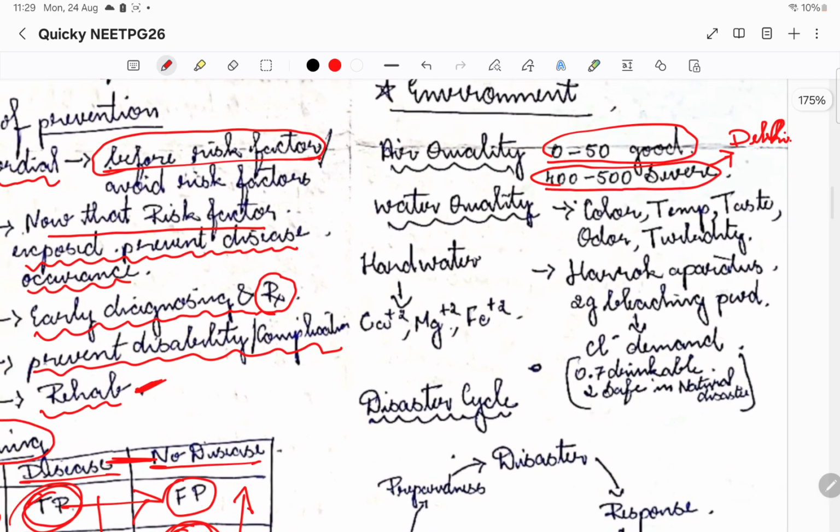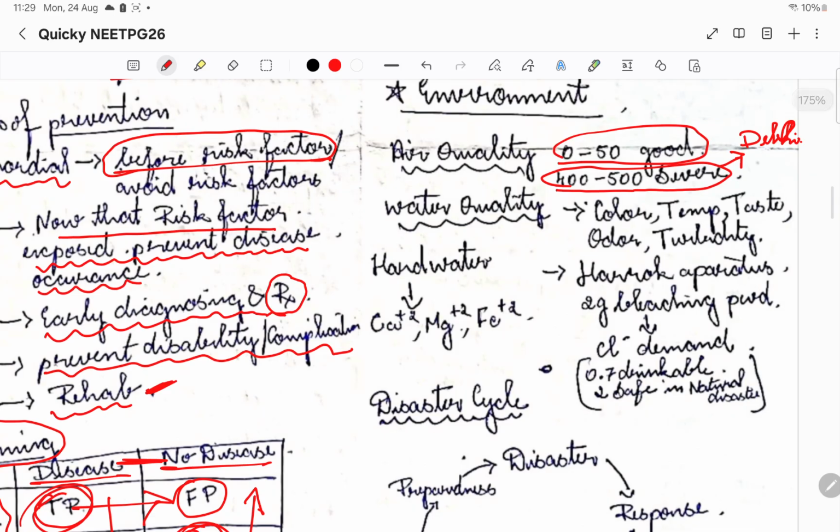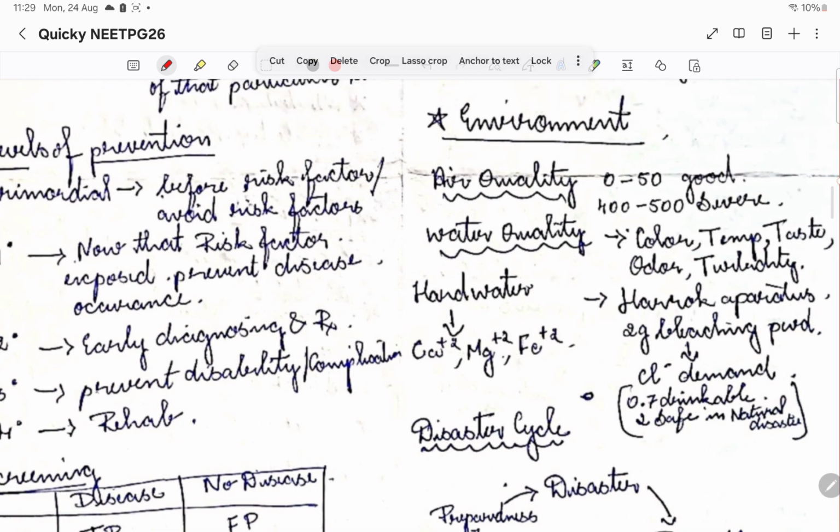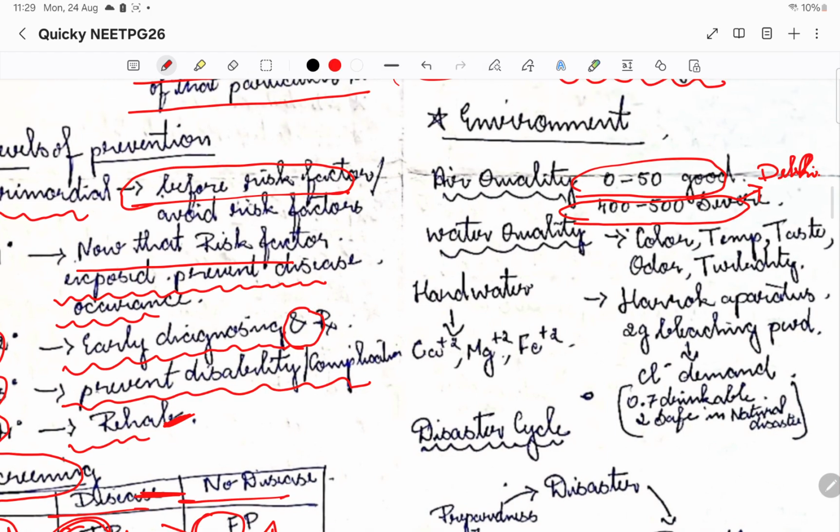Then coming to water quality, the characteristics of water quality can be seen by color, temperature, taste, odor, and turbidity. This is what determines the quality of water. Then another thing is Horrocks apparatus. In Horrocks apparatus, what is done is 2 gram of bleaching powder.